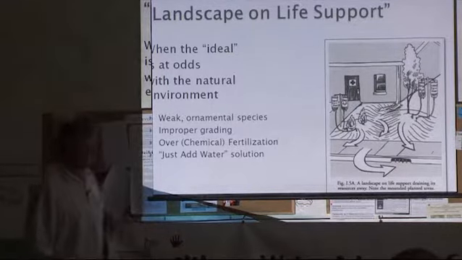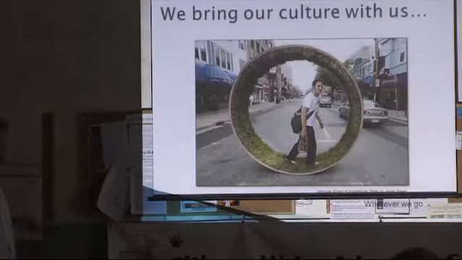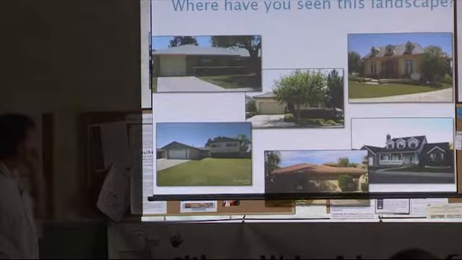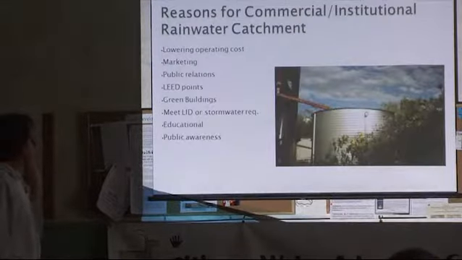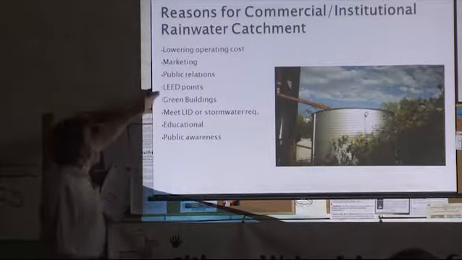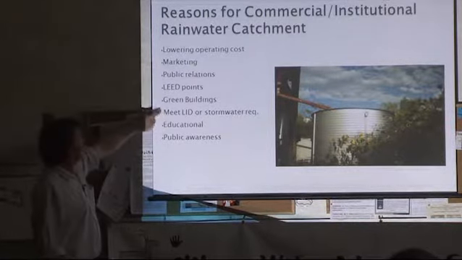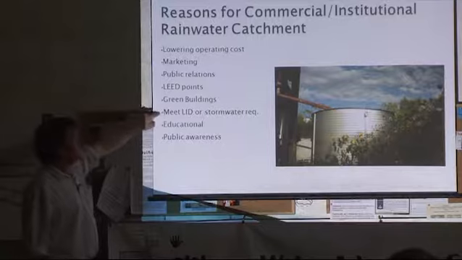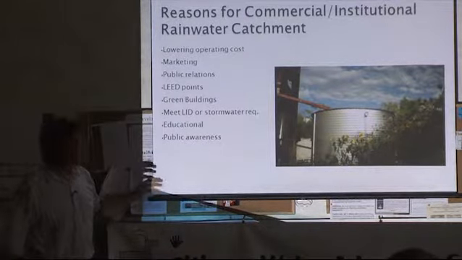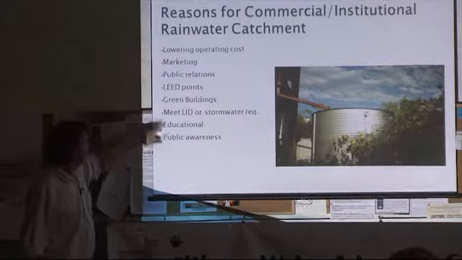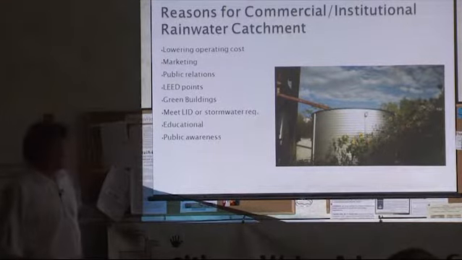Did you lean on it? Okay, good. Yeah, some of these are green buildings and they get rated. It also improves stormwater requirements in cities that actually have stormwater requirements. It's educational and public awareness. Okay.